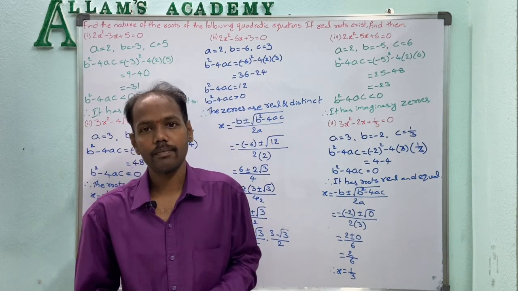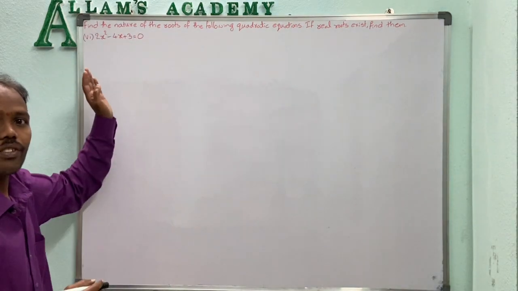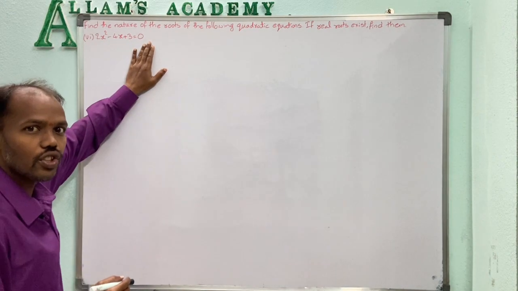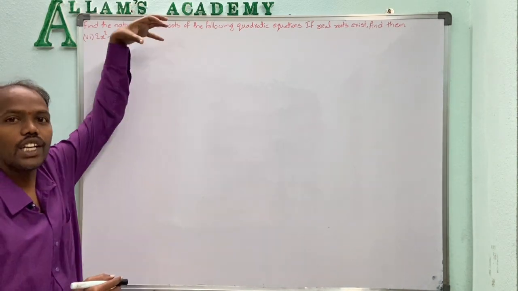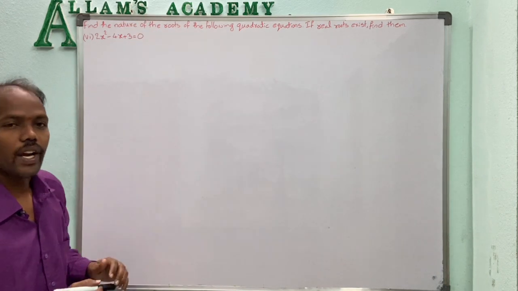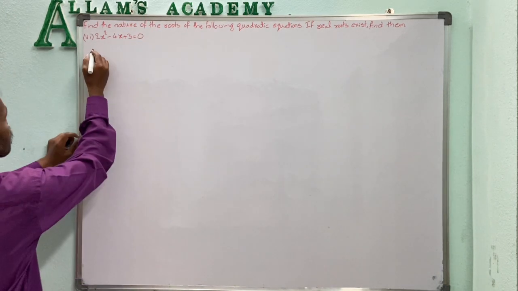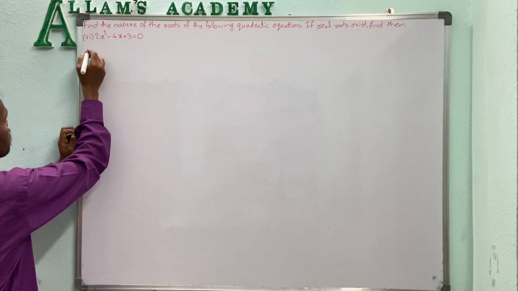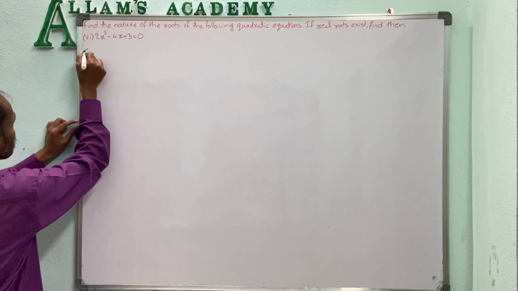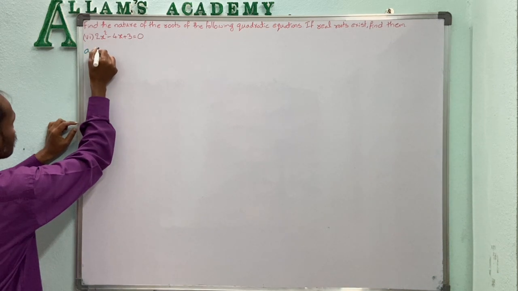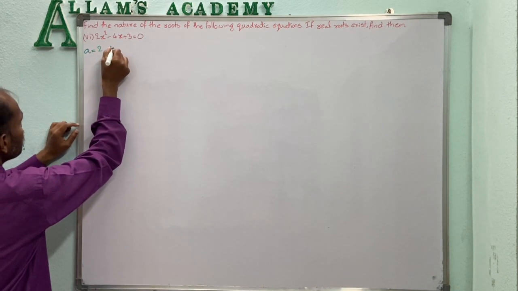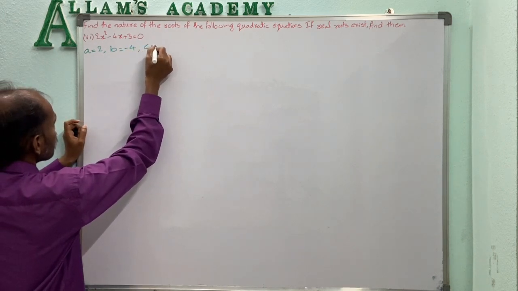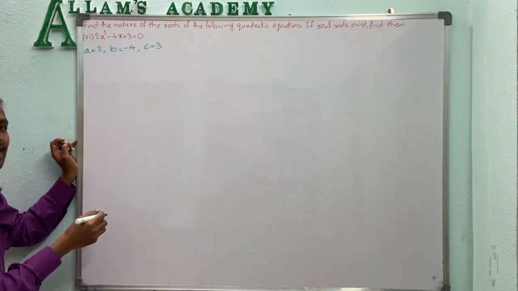Now the given quadratic equation is 2x square minus 4x plus 3 equal to 0. This one, find the nature, and if roots exist, then find the roots also. So here, comparing with the general form ax square plus bx plus c equal to 0, a is the x square coefficient that equal to 2, b equal to the x coefficient that is minus 4, c equal to the constant term that equal to 3.